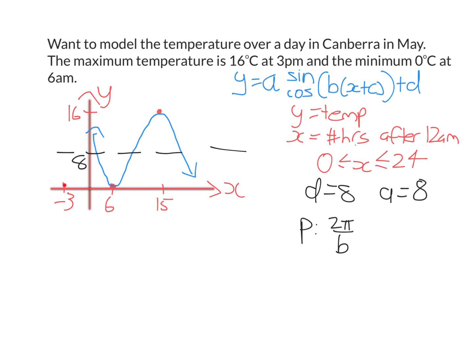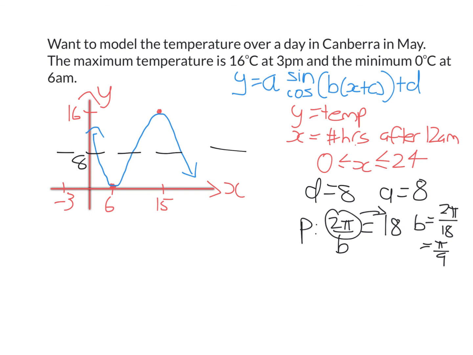I want the distance between peaks to be 18. Double the distance between the low point and the high point. So that means I want 2 pi over B to equal 18. To solve this equation, you can just move this over to the right-hand side. B will be 2 pi over 18, which is, of course, pi on 9. That will guarantee that the period's 18 and that there's 9 hours between the minimum temperature and maximum temperature.